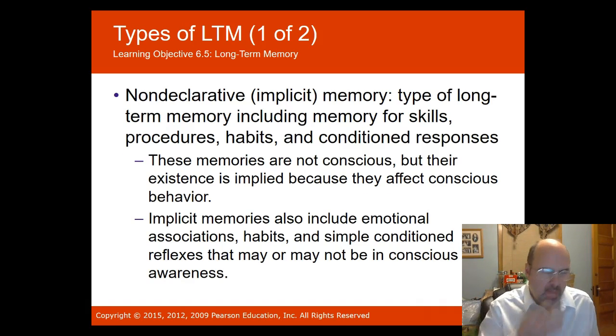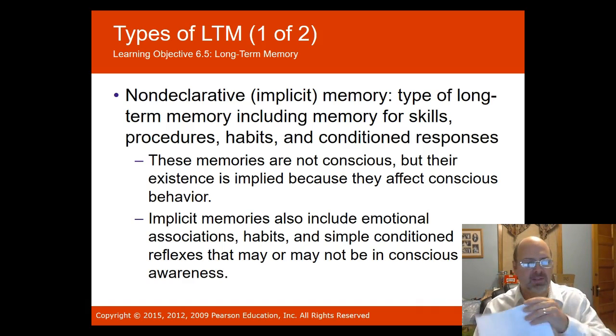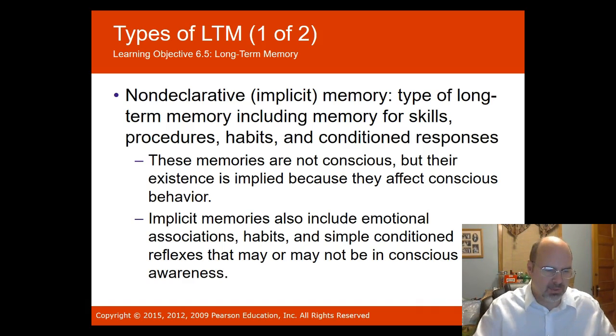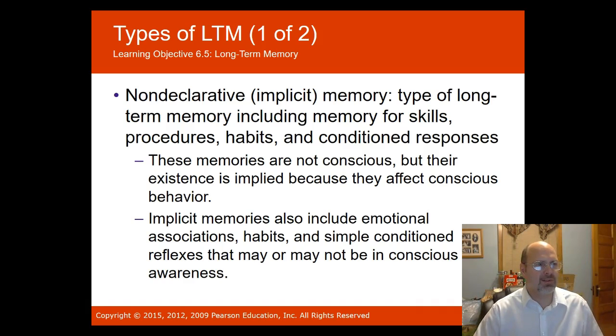Next, types of long-term memory. There's two main types. One is non-declarative implicit memory. Psychologists like to use big words, but when I say implicit, try to think unconscious memory. In other words, this is stuff that we gather without even thinking about it. This is long-term memory, including memory for skills, procedures, habits, conditioned responses.